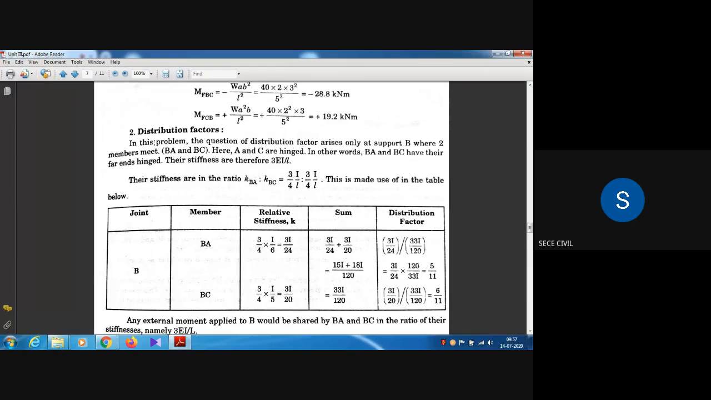The step two is distribution factor. So we have to draw a table. In the table we have these terms: joint, member, then relative stiffness. First we are calculating relative stiffness.